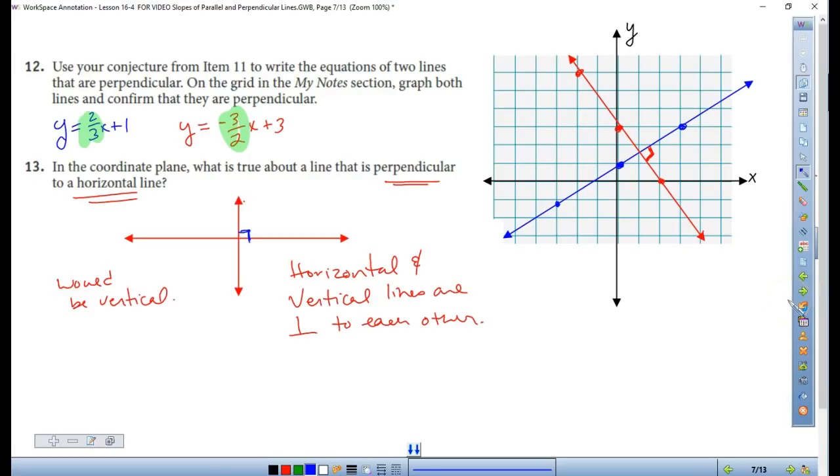Their slopes are opposite reciprocals, but the slope of a horizontal line would be 0, and if you flip 0 over and change the sign, because that's 0 over 1, right? You'd have negative 1 over 0, and this is undefined, and this is 0. So 0 and undefined are opposite reciprocals of each other. It's just hard to write an equation with the word undefined in it, so you have to know that vertical lines are x equals a number from the very, very first page of this lesson.